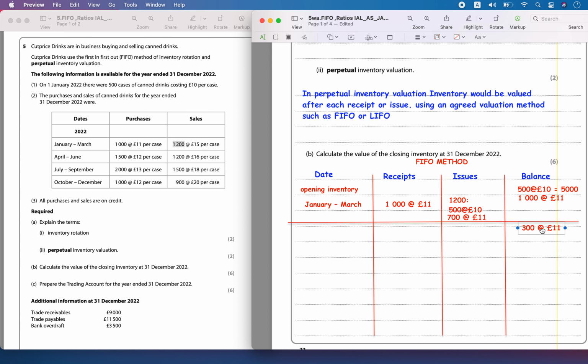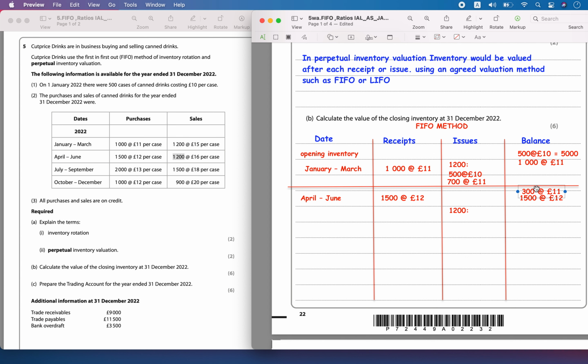And then you have to issue 1,200. First you will issue from the first inventory, which was 300 at £11. And the remaining 900 you will issue from the inventory below, so this will be issued at 900 at £12. Updated, 1,500 minus 900 which was issued, I will have the remaining inventory as 600 at £12.